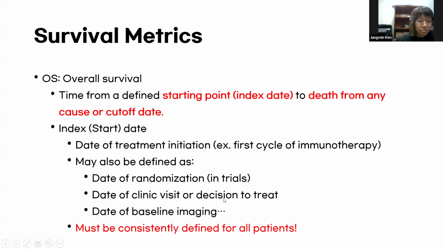It's defined in each study, but it must be consistent across the patient population, and it must be consistent in OS and PFS. So having a consistent index date is very important when interpreting existing studies. We have to look at how OS is defined in each study while looking at the journals.